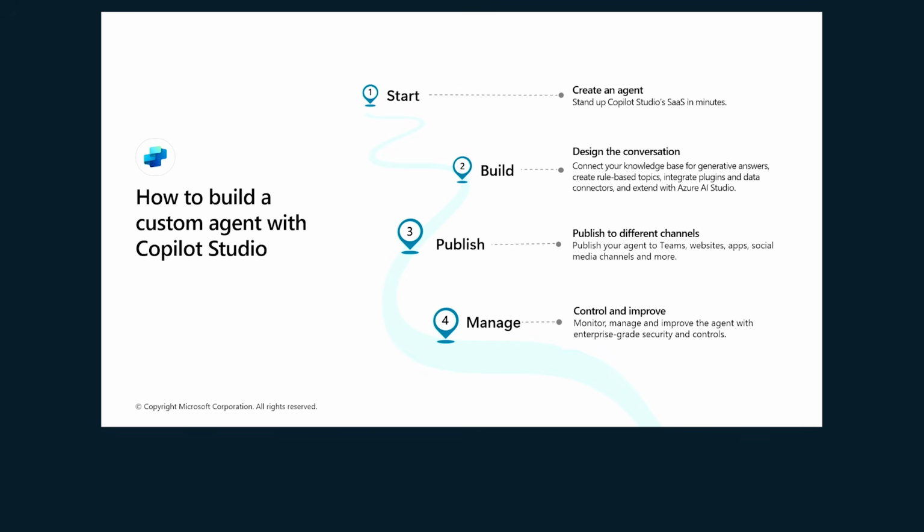Creating an agent in Copilot Studio is simple and intuitive. You will start by designing your agent's personality and functionality using the low-code interface. Then you will connect it to a knowledge base, define rule-based topics, and extend its capabilities with plugins or Azure AI Studio. Finally, you will publish your agent across channels and manage it with enterprise-grade controls. We will walk through each of these steps in more detail during the demos, so you will see exactly how it all comes together.